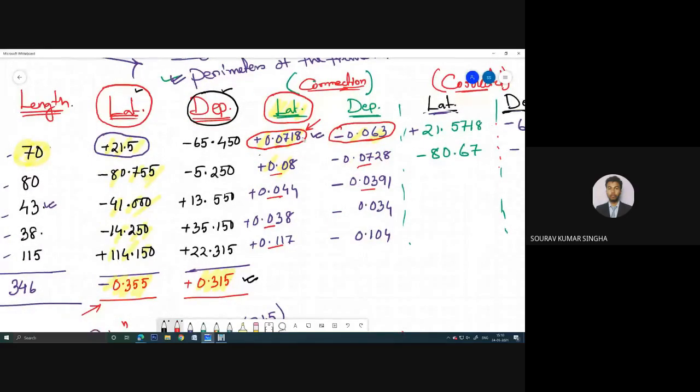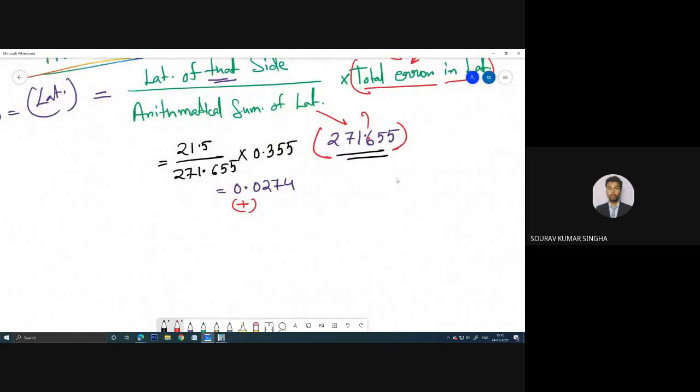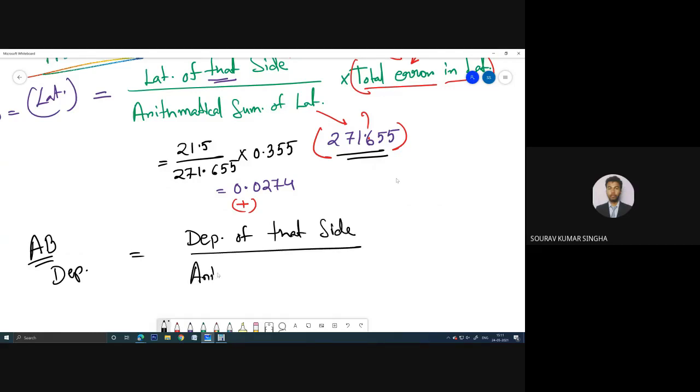If we use the Bowditch rule then that is correct, but if you use the transit rule that value will come over here. Now similarly for departure, suppose I am going to determine the departure value. What is the formula for the AB line? Departure of that side over the arithmetical sum of the departure into the total error in departure.